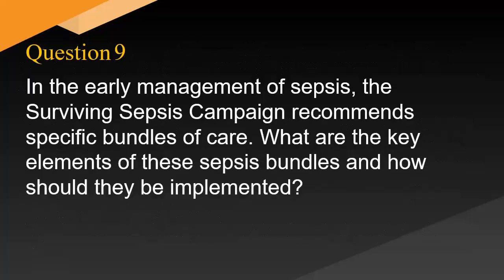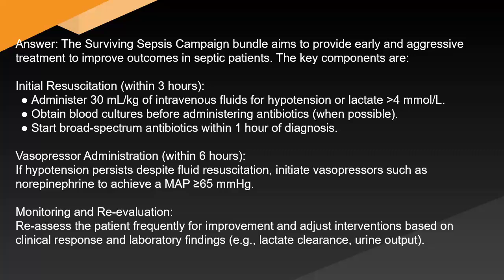In the early management of sepsis, the Surviving Sepsis Campaign recommends specific bundles of care. What are the key elements of these sepsis bundles and how should they be implemented? Answer. The Surviving Sepsis Campaign bundle aims to provide early and aggressive treatment to improve outcomes in septic patients. The key components are initial resuscitation within 3 hours, administer 30 mL/kg of intravenous fluids for hypotension or lactate 4 mmol. Obtain blood cultures before administering antibiotics when possible.